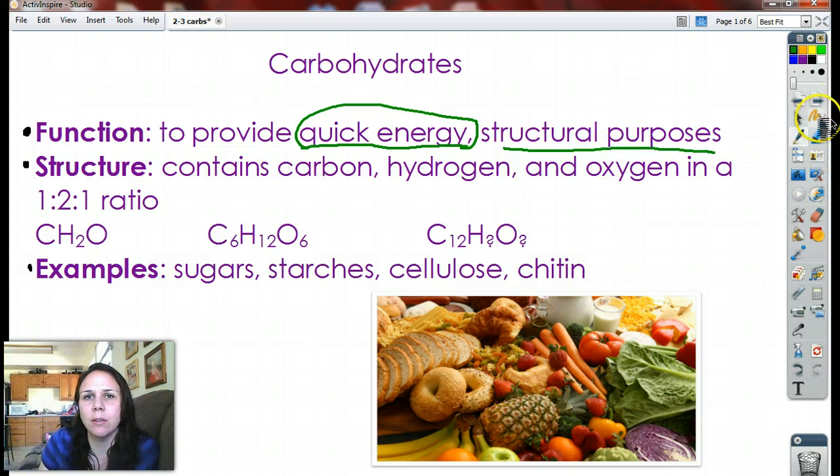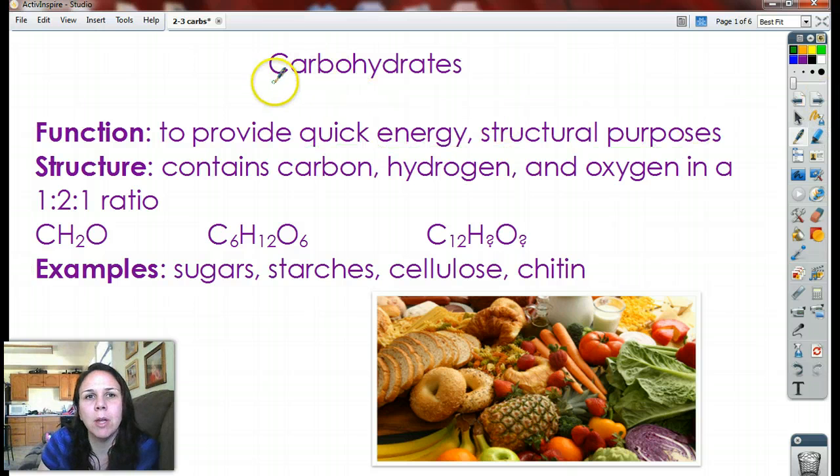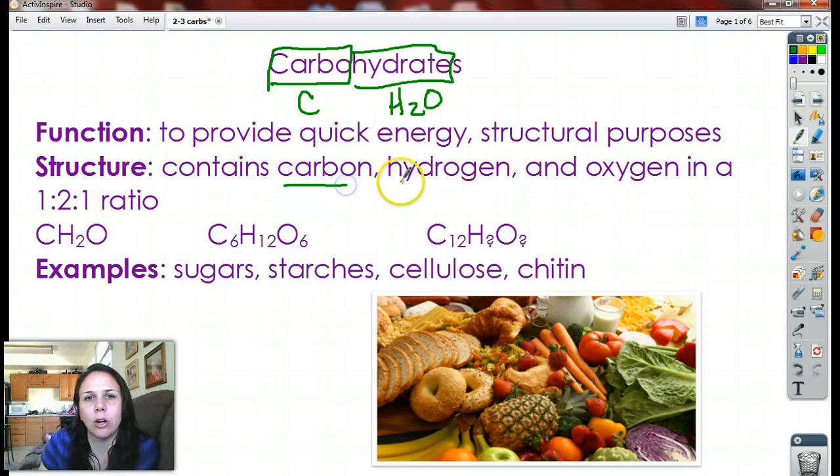Now the structure of carbohydrates has a lot to do with the name, carbo and hydrate. So carbo refers to carbon, hydrate refers to H2O, water. So the structure of a carbohydrate is that it contains carbon, hydrogen, and oxygen, always in a 1 to 2 to 1 ratio. So one of these, two of those, and one of those. So here is the basic structure of a carbohydrate. 1 carbon to 2 hydrogens to 1 oxygen.